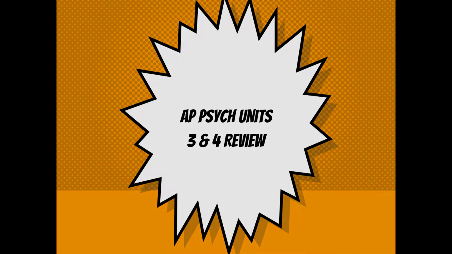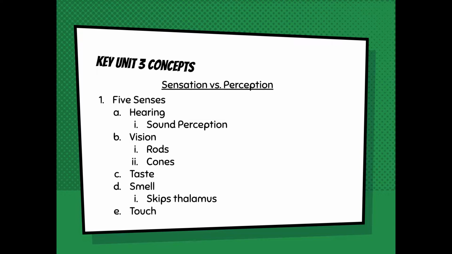Okay, so Unit 3 is what we're starting with. Unit 3 is sensation and perception. So it's all about the 5 senses. We're talking hearing, sound, perception. We're talking vision, in particular very important key terms, rods and cones. We're talking taste. We're talking smell. Remember, that's the one that skips the thalamus. It's the shortcut sense. And then we're also talking touch.